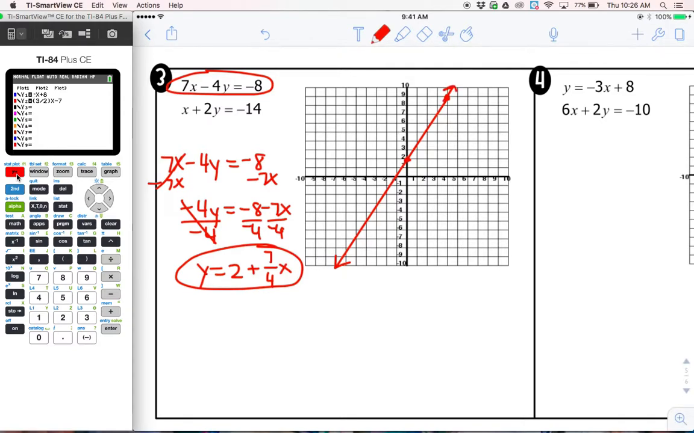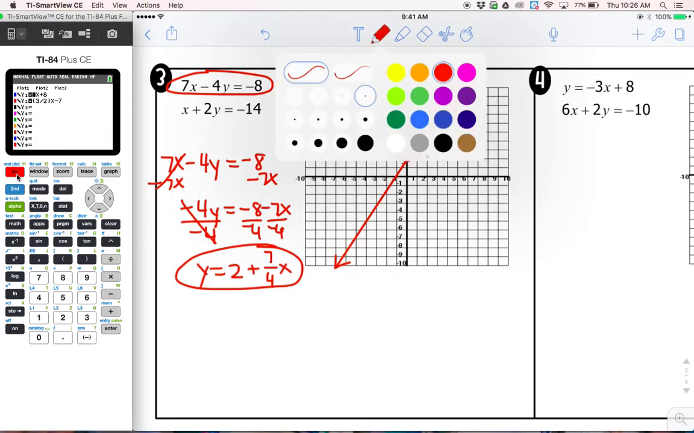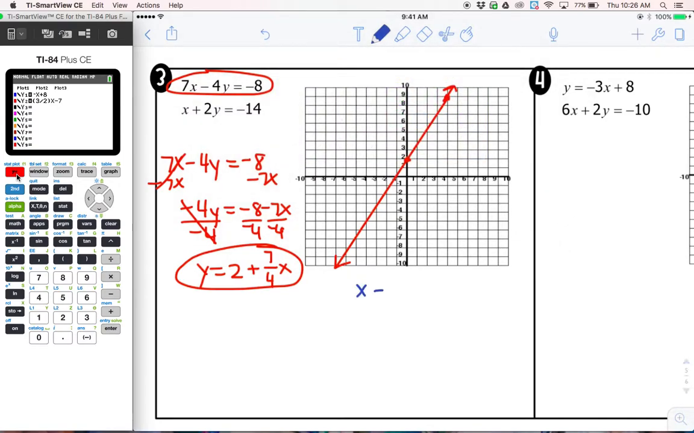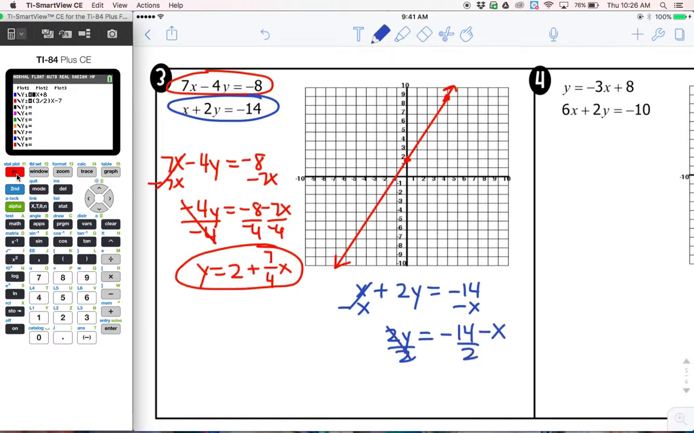Now let's do my next one. Again, I have to get y by itself. All right, we got x plus 2y equals negative 14. Right, I'm working with this one now. I'm going to get rid of the x. So now I've got 2y equals negative 14 minus x. Divide by 2. And I end up with y equals negative 7 minus 1/2 x.